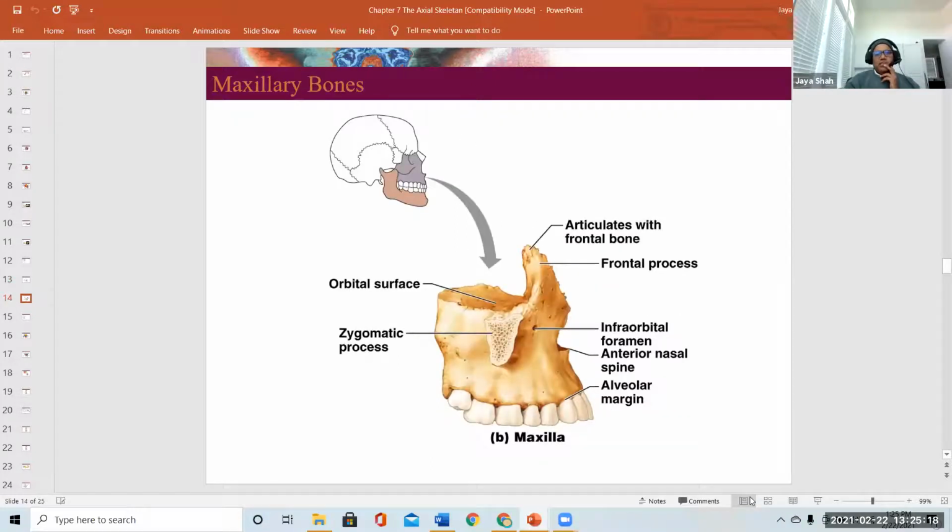This is the maxilla, and in the maxilla you see there are teeth embedded and there is the zygomatic process. You don't need to worry about these things. There is the infraorbital foramen, and this is the alveolar margin, the margin of the alveoli of the maxilla. And when you take out the teeth, you're going to see a cavity that is called the alveolar socket.